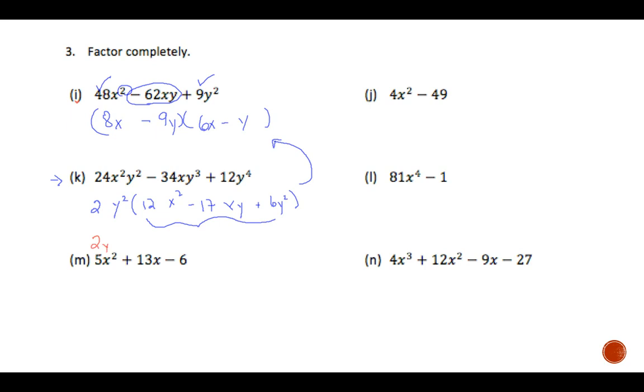But my 2y squared stays out in front, and then I'm going to break down this quadratic into 2 factors. And I broke up 12, a couple tries, and I got 3x and 4x. Broke up 6y squared as 3y and 2y. And when I checked those, I'm really just good at guessing and checking, right? Once I see my quadratic pattern, right? I get -9 and -8, which is -17.